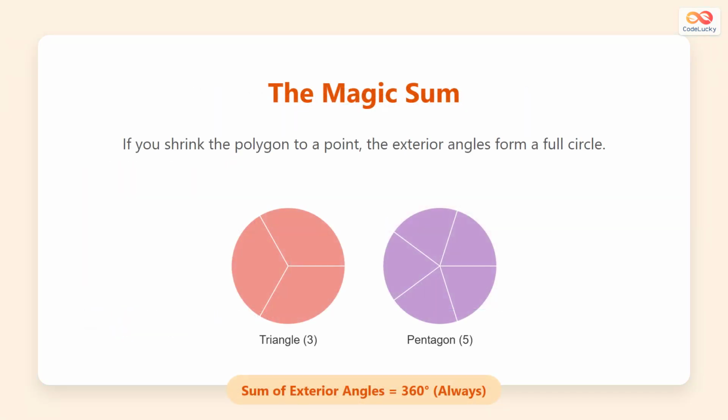Here is the key concept. No matter how many sides a polygon has, the sum of all its exterior angles is always 360 degrees. Imagine walking around the perimeter of the polygon. By the time you return to the start, you have made one complete turn, which is 360 degrees.